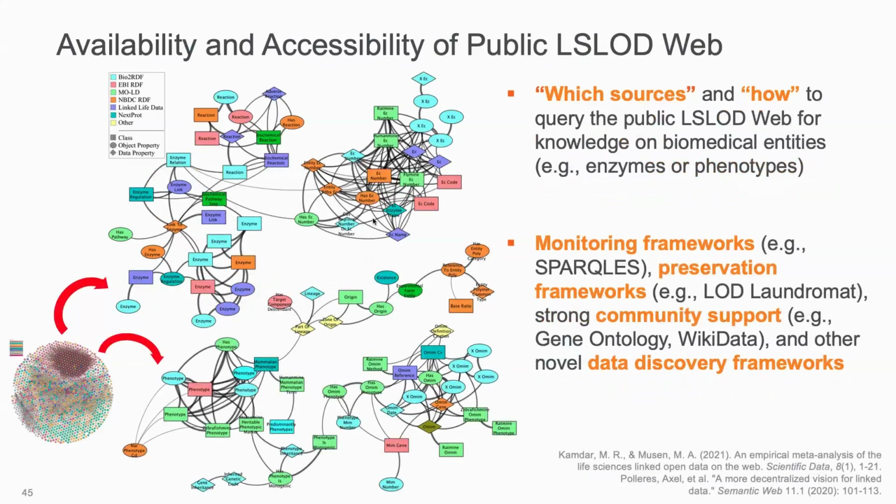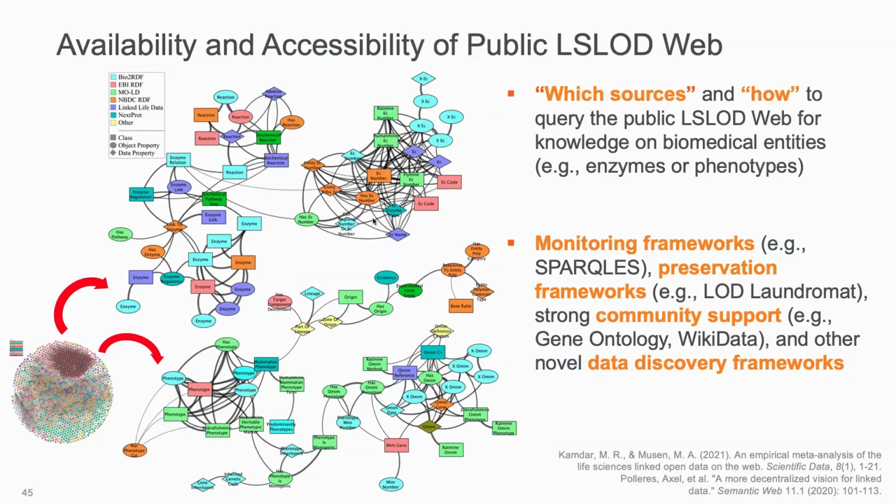Similarly, if you are using publicly available knowledge graphs on the life sciences linked open data web, there are also challenges about where to begin, which sources to query, and how to query the public linked open data web for knowledge on biomedical entities. One interesting finding that we found is that knowledge about enzymes and phenotypes can be present in several different sources using completely different schema elements or ontology standards. So it makes it very difficult to combine knowledge from all the different sources on enzymes and phenotypes. There are solutions here once again, but it's still challenging.